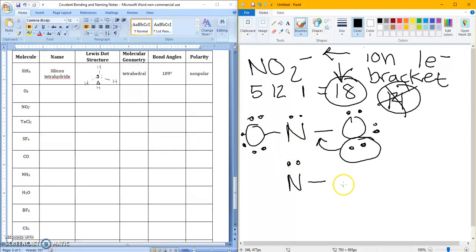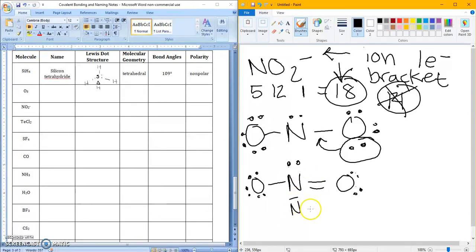Here we go. I've got oxygen with a double bond. And, oops, there we go. Oxygen with six electrons. All right, so now everybody has 8 valence electrons. So we're all good. Now I need to check for lone pairs. I have one. So these will technically be bent a little bit down.